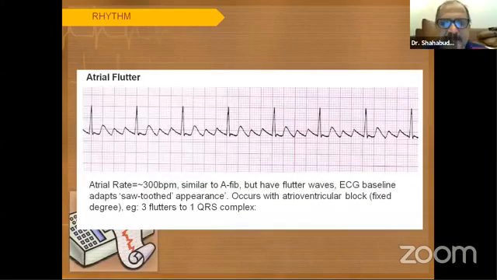And this is atrial flutter. In contrast to atrial fibrillation, it is a regular tachycardia, but the P wave has a sawtooth-like appearance. If you look here, this is the sawtooth appearance. So if there is a sawtooth appearance and a regular R wave, it should be considered atrial flutter.